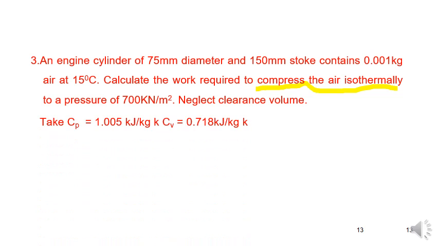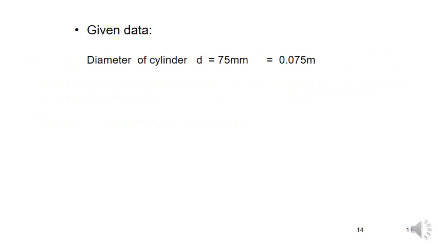First write the given Cp value and Cv value also. By using the Cp and Cv values we can calculate the R value by using the relation Cp minus Cv is equal to R. You can calculate the R. I am writing the data.